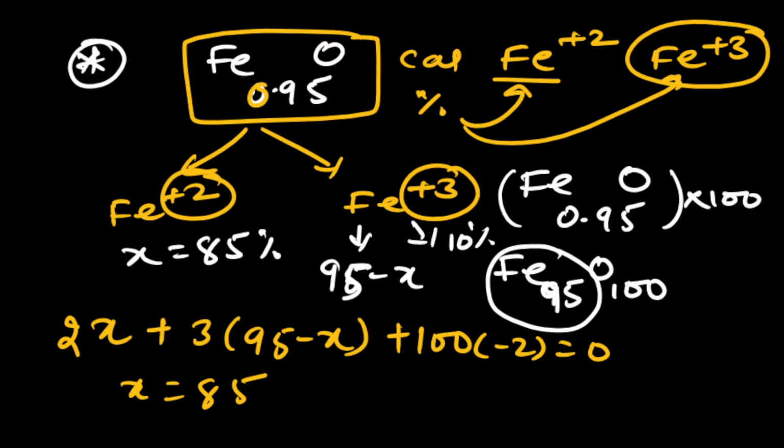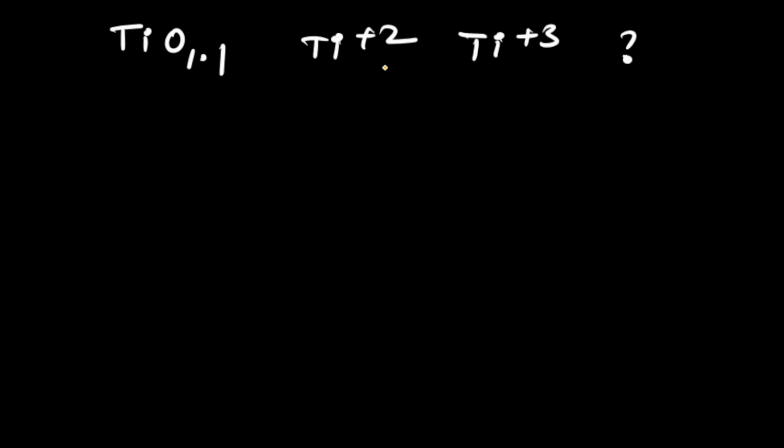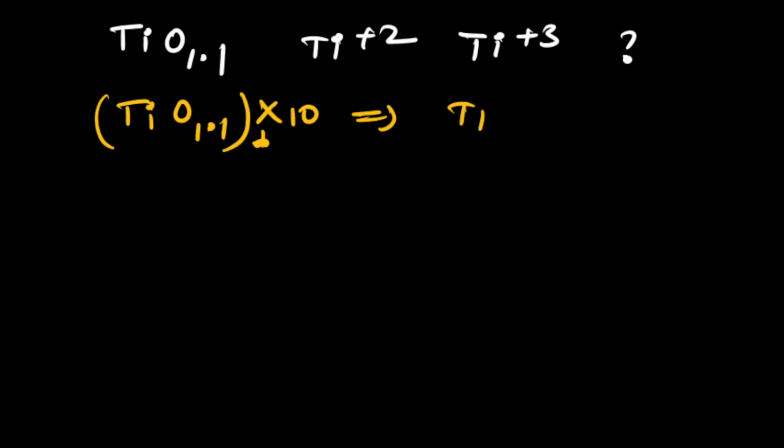Clear? Now next, suppose they have given titanium O 1.1, and ask to calculate the titanium +2 and titanium +3 present in the compound. Again, as I said, for the non-stoichiometric compound, make it into whole numbers by multiplying by 10. If you multiply by 10, it will become titanium 10 and O 11. Clear? It will become O 11.